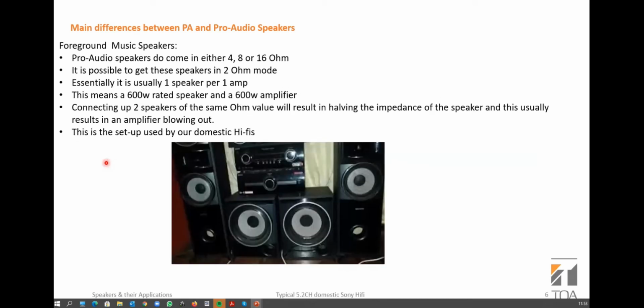Right, then we take a look at the main difference between public address and pro audio speakers. You guys have got some hi-fis at home, the standard ones, Sony ones, the 5.1 stereo, the 7.2s, the 6.2s. Pro audio speakers do come in 4 ohm for the domestic range mostly, as well as 4 and 8 ohm for your commercial range. Sometimes 16 ohm, which is quite rare. It is possible to get these speakers in 2 ohm. This is for your sound in the car. Essentially, it usually takes 1 speaker per amplifier, right?